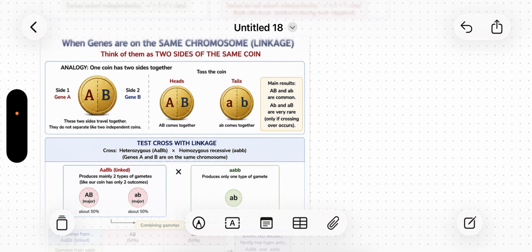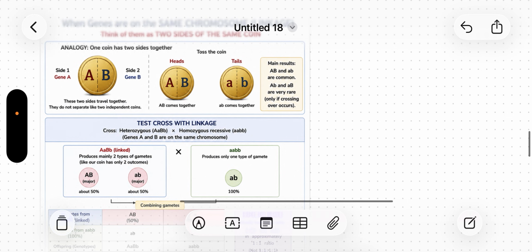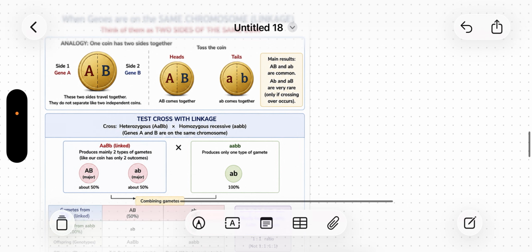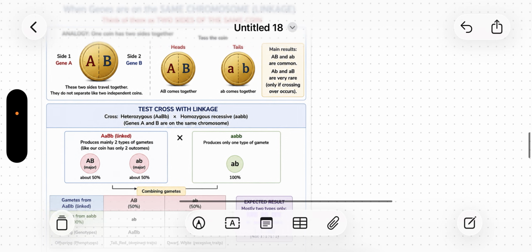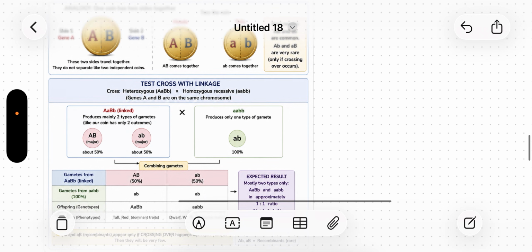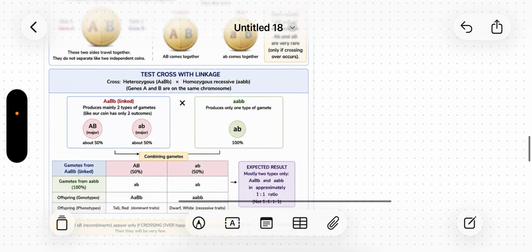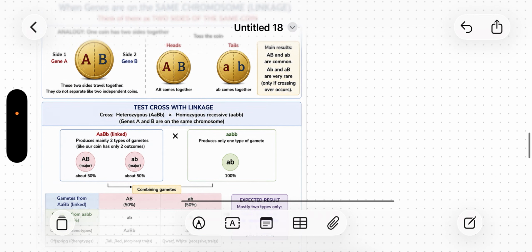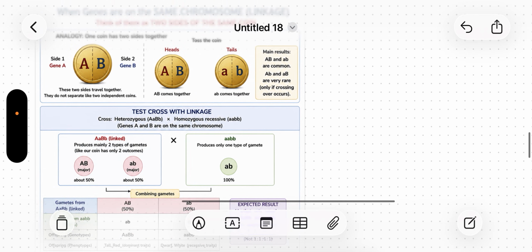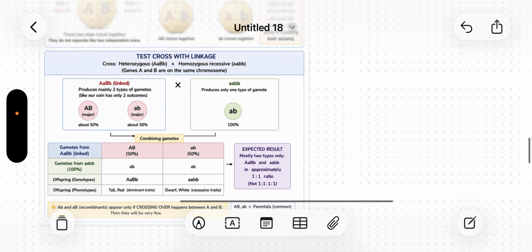When you flip the coin, you get two outputs, capital A capital B, or small a small b, but we never get a combination like capital A with small b, or small a with capital B. We never get such a type of combination. So the parental combinations are capital A capital B, and small a small b. When we perform a test cross for this type of genotype, we get only the parental phenotypes, capital A capital B and small a small b, in a 1:1 ratio, just two phenotypes, and these are the parental phenotypes.